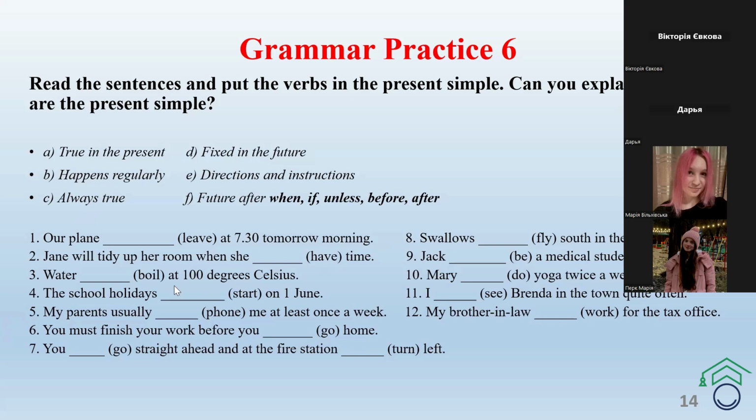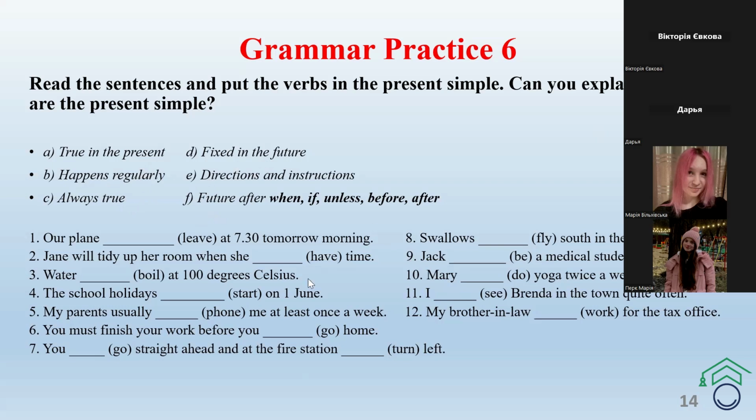Sentence 4. The school holidays starts on 1 June. On the 1st of June, yeah? Did you say starts? Starts or start? Start. We don't need S, yeah? Because it is not the third person singular. The school holidays start. We use present simple here because it is true in the present, happens regularly, always true.